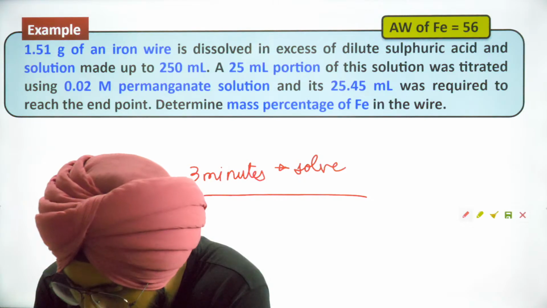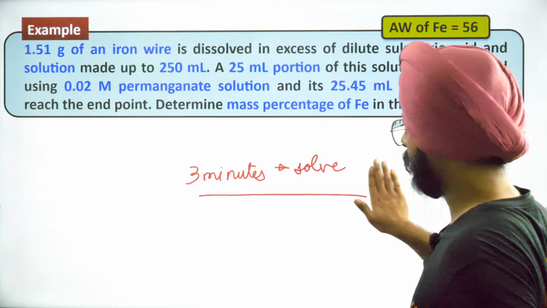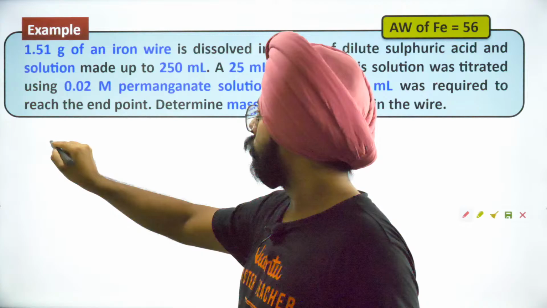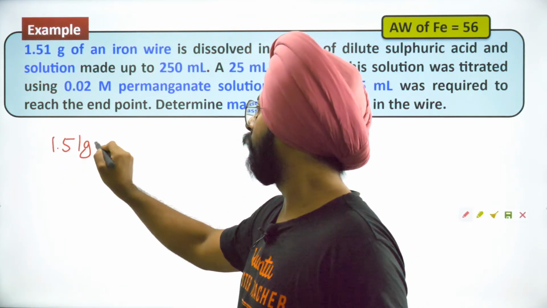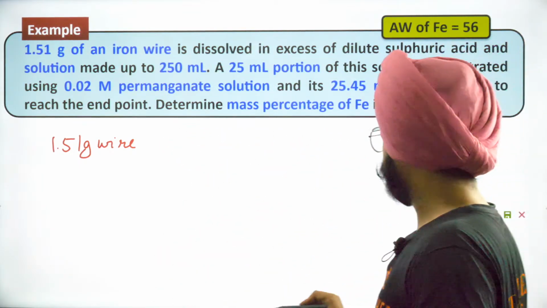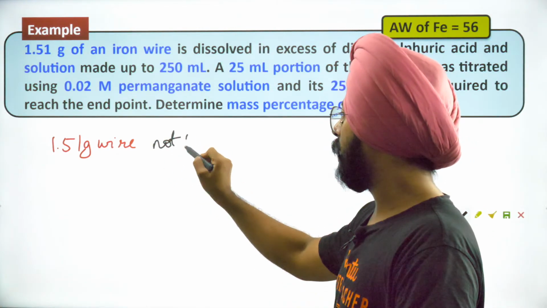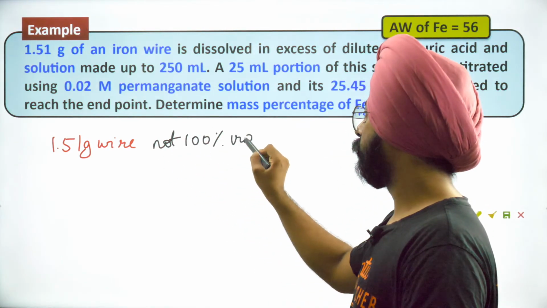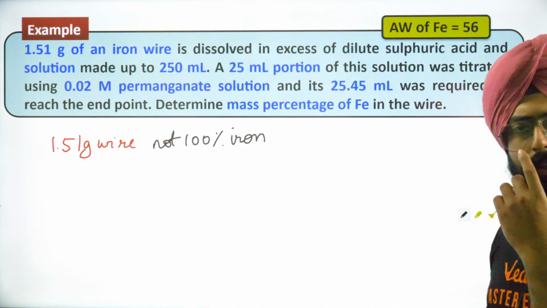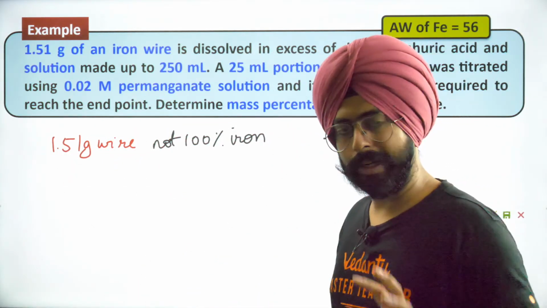Anyone getting the answer? कुछ idea लग रहा है? चलो, let me take you 1, 2, 3 steps further. Okay, step by step करेंगे इसको. Let me try to give you an imagination of what's happening. So you have 1.51 gram of a wire. But the thing is that this wire is not pure. Okay, this is not 100% iron. That's why you have to determine the mass percentage of iron in the wire. This is some wire which has some impurity and some iron.